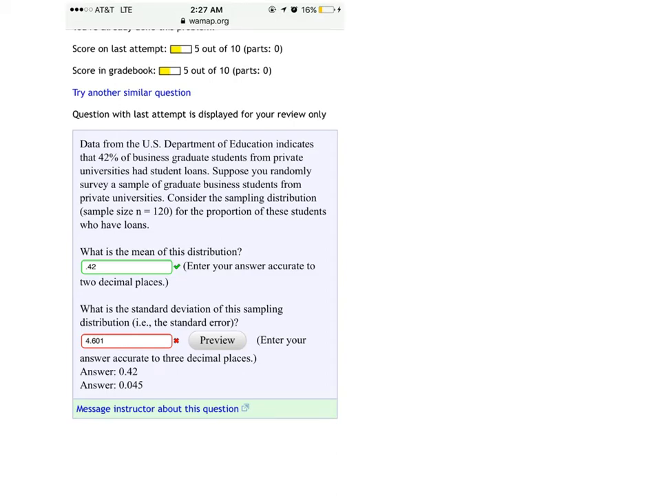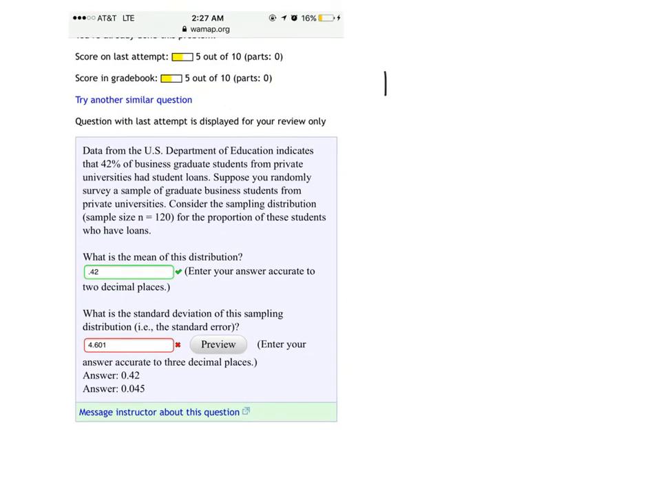Data from the U.S. Department of Education indicates that 42% of business graduate students from private universities had student loans. So there is our p, or true proportion, 0.42. Suppose that you randomly survey a sample of graduate business students from private university. Consider the sampling distribution with samples of size 120 for the proportion of these students who have loans.